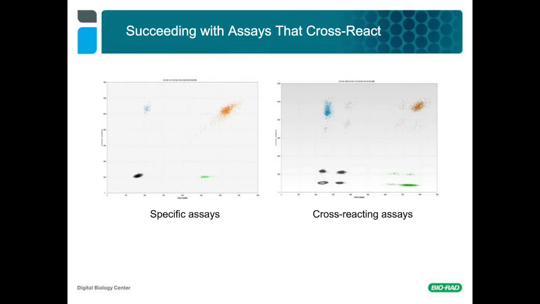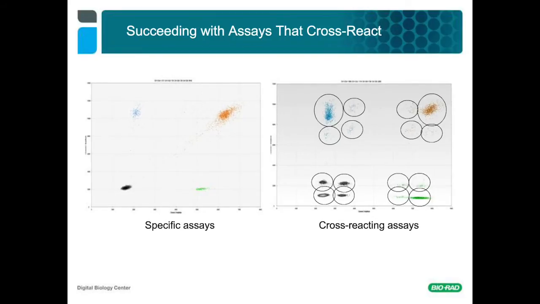Now I want to spend a few slides on phasing variants using assays that cross-react. Here are 2 scatter plots. The one on the left shows data from 2 assays that are very specific. In contrast, the plot on the right shows data from assays that cross-react with the non-targeted allele. This cross-reactivity causes the droplets that contain the non-targeted alleles to fluoresce. In total, there can be as many as 16 discrete clusters.